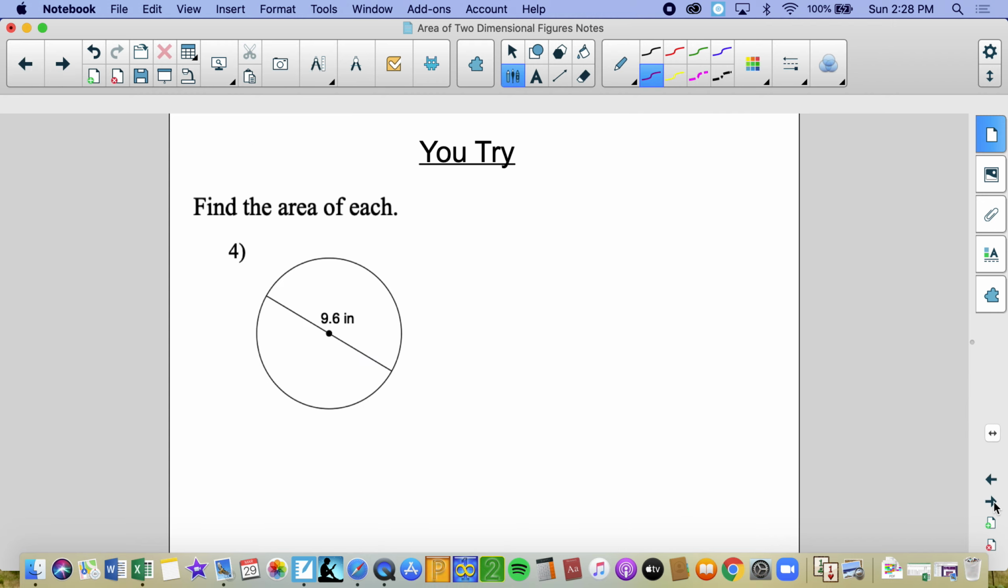So what I would like you to do is try this one. Find the area of that circle. Pause the video. Write down your work in your notebook. You should be keeping track of your work so we can transfer it onto the exit page, and we can refer back to it when we are preparing for the pre-assessment. So pause it. When you're ready, push play.